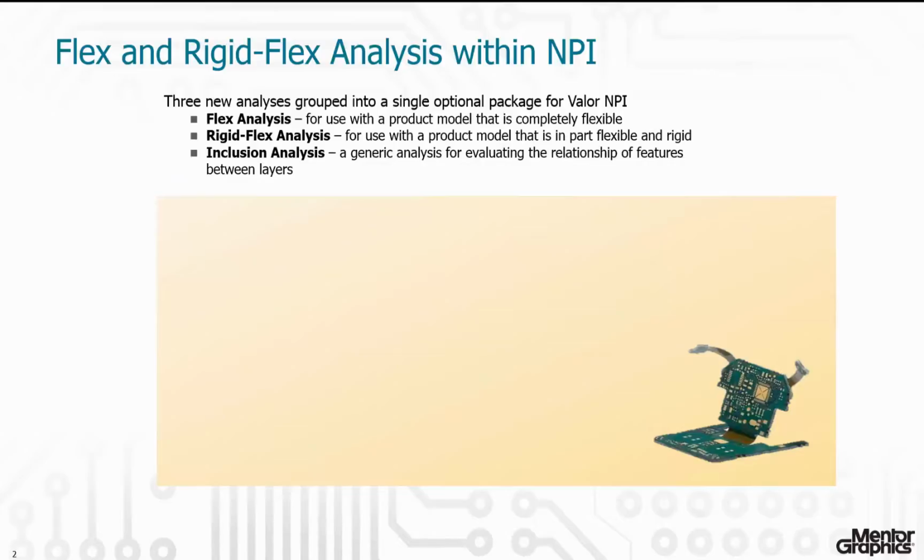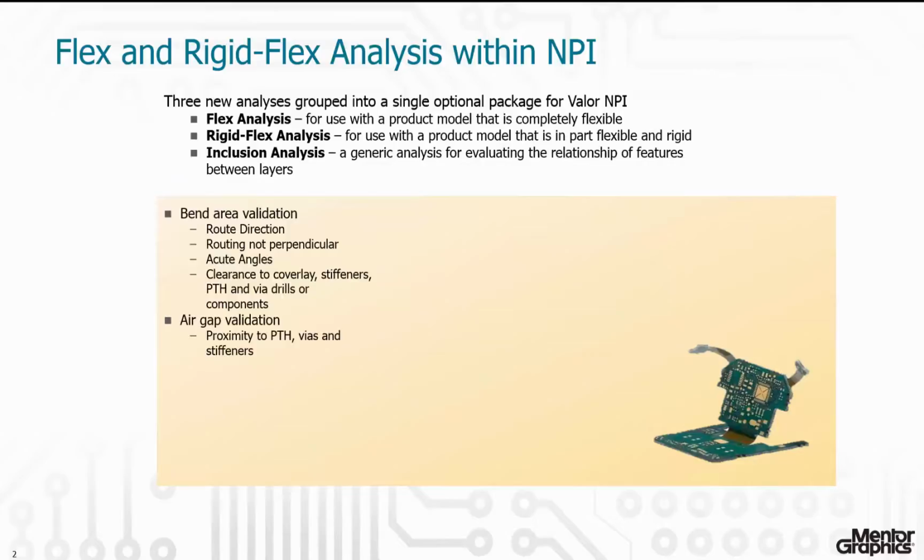And we have what's called the inclusion analysis, which is a generic analysis for evaluating the relationships of features between layers. These types of checks are based on layers of the following types. We have the bend area layers, where we validate any kind of route direction changes, as well as routing that's not perpendicular to the bend area. We look at acute angles, clearances to coverlay, stiffeners, plated through holes, via drills, as well as components.